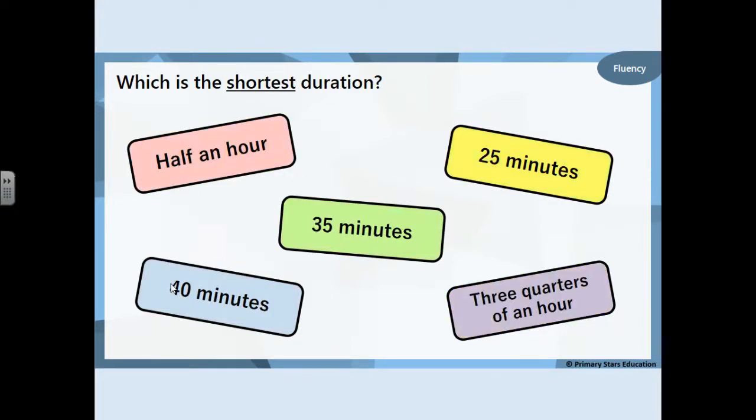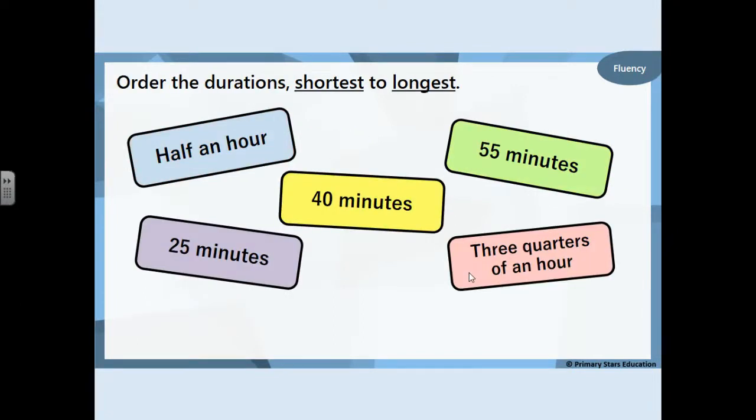Right, let's look at the next slide. Please do this activity either in your workbook or on your worksheet. Now, which is the shortest duration? Please have a go at it. Right, the trick is to convert these times. So what do you think half an hour is? That's right, 30 minutes, and 3/4 of an hour? That's right, 45 minutes. Okay, now you can find out which one's the shortest duration. That's right, 25 minutes. You got that? Well done.